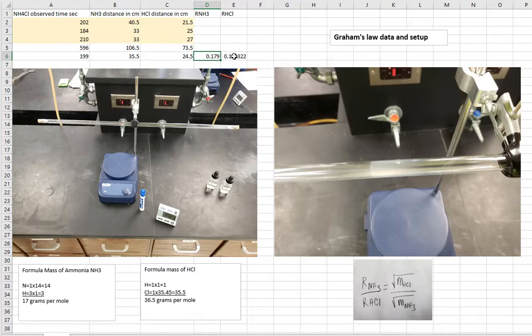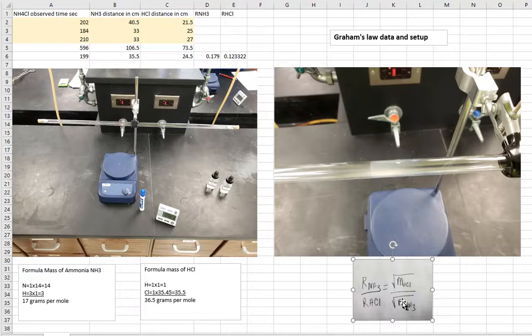And then this is basically the average value for the rate of hydrochloric acid movement, also in centimeters per second. We know that the formula mass of ammonia is NH3, and so that would go here.